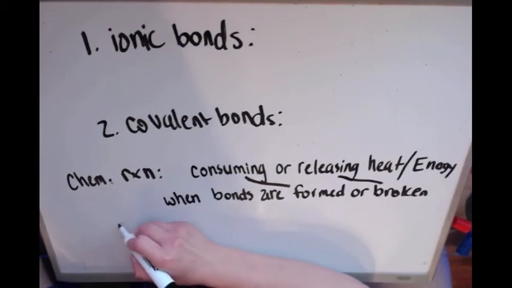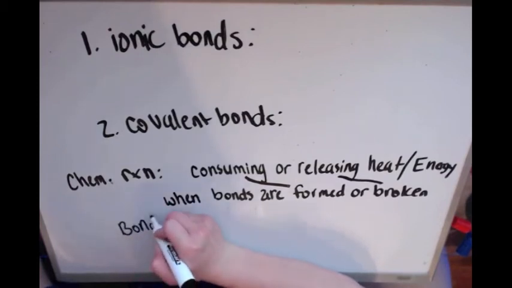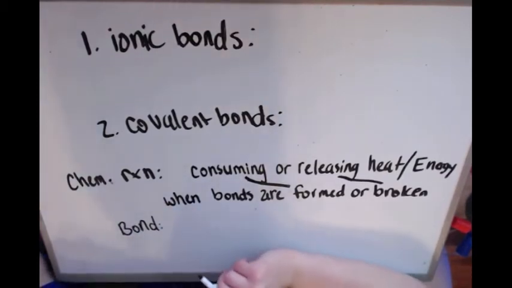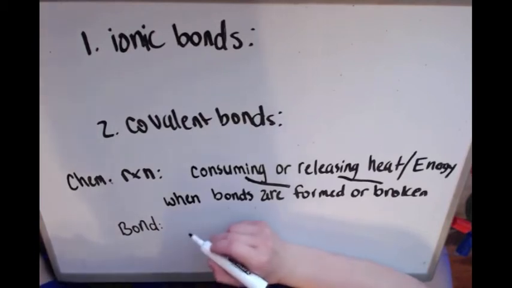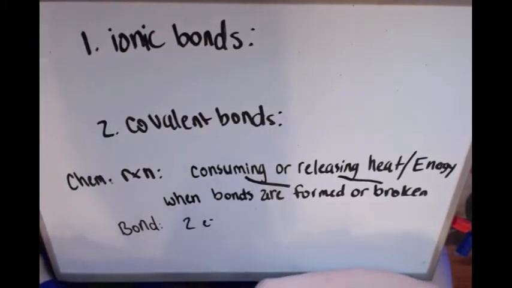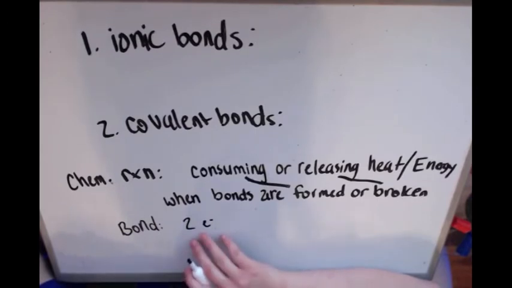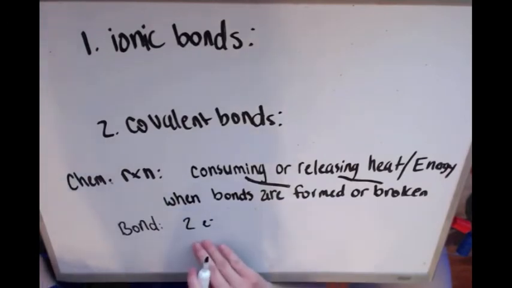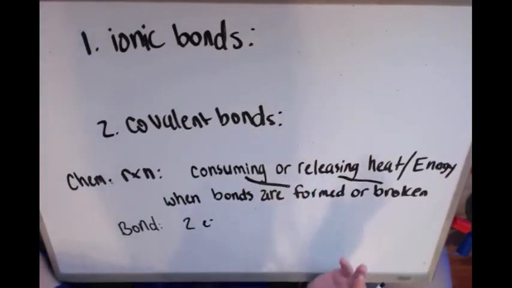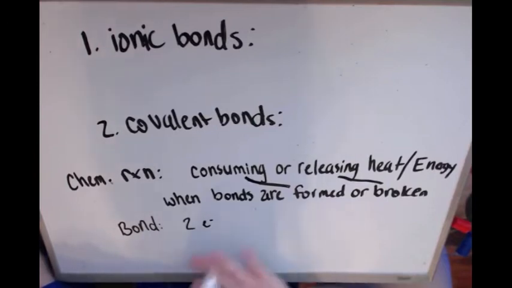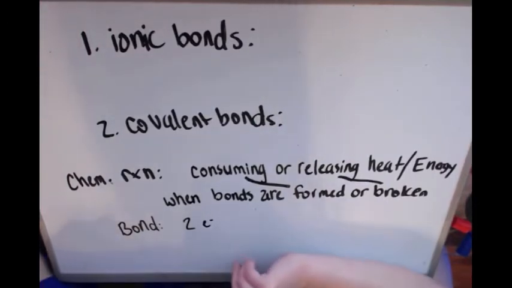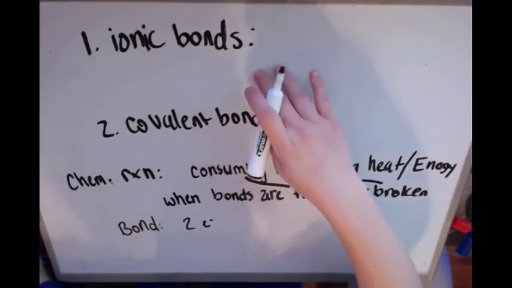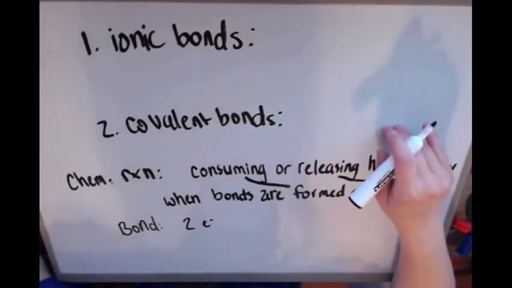Then that begs the question, what is a bond? In the simplest terms I can put it, a bond is two electrons. Most simplest definition. Now that we've discussed a chemical reaction and bonds, and I like to keep everything real simple so I'm not going to go into too much depth, I can go back up here and explain what an ionic bond and a covalent bond is.